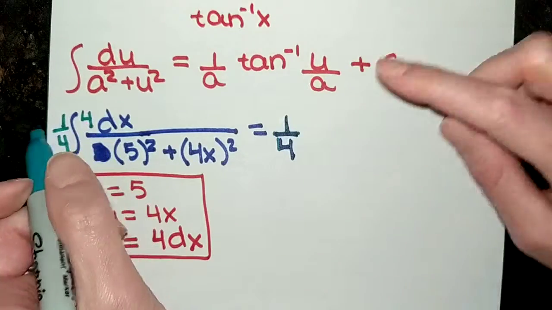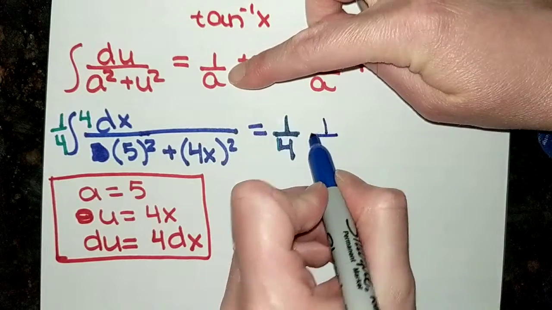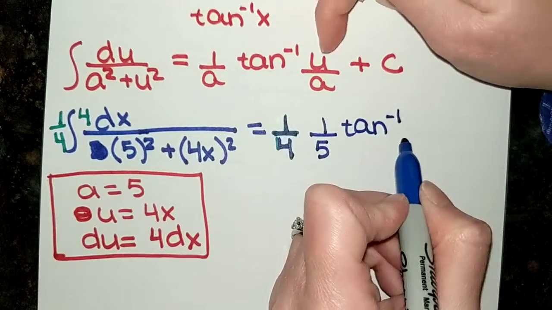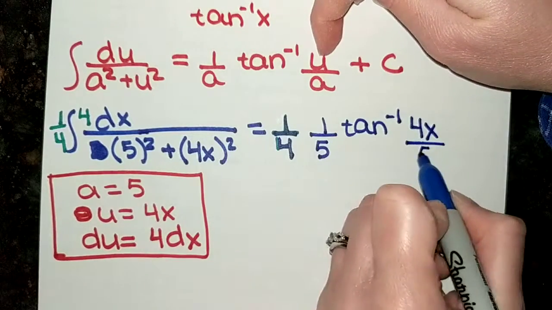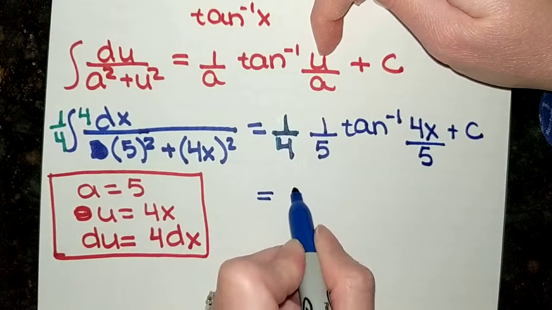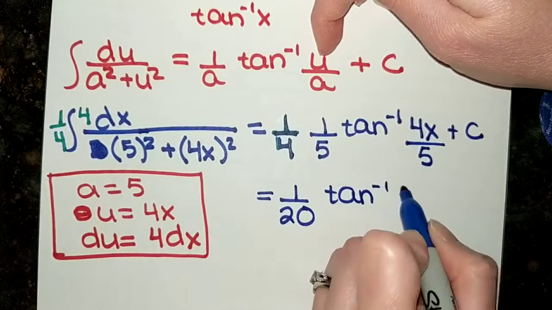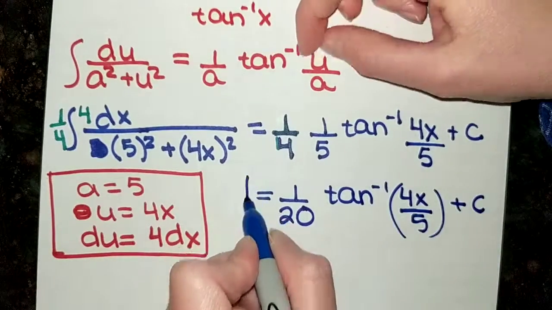And that 1 over 4, just to be really, really clear, that 1 over 4 comes from the multiplying in to get your du. Then you will have the 1 over a, so that's 1 over 5, tan inverse u, which is 4x, over a, which is 5, plus c. And then you can multiply these fractions straight across, get 1 over 20, tan inverse of 4x over 5, plus c as your integral.